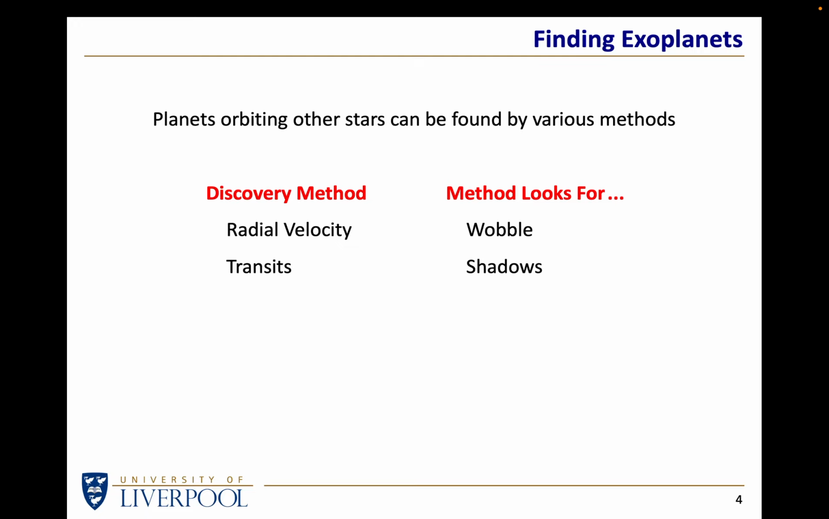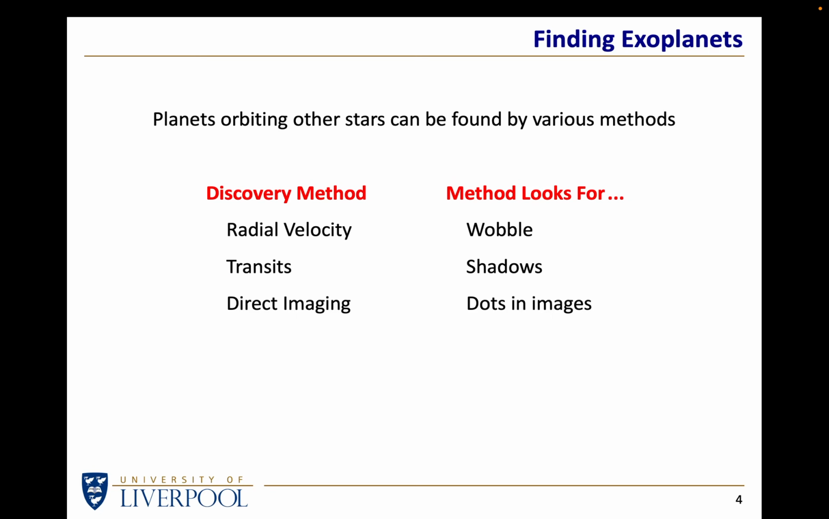Second technique is a transit technique. If a planet happens to move in front of a star, it can block some of the star's light. And so if we monitor the brightness of a star and see it dip, that could be a sign that a planet has moved in front of the star. So we're looking for shadows. We're looking at the intensities of stars to see if they drop.